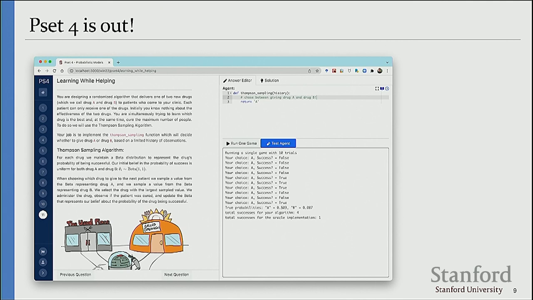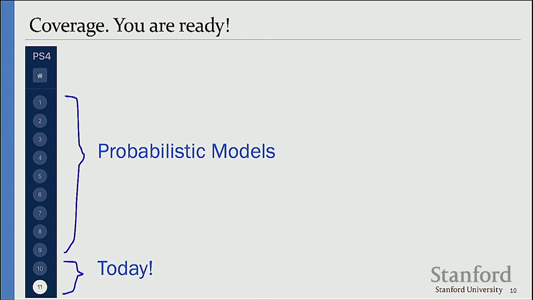And one of the interesting ones we're going to play today, so I won't get too much into it now, but you're going to be thinking about learning while helping. If you have to make a choice between A and B, and you have to dynamically make that choice while that choice is also affecting people, how do you do that in a good way?